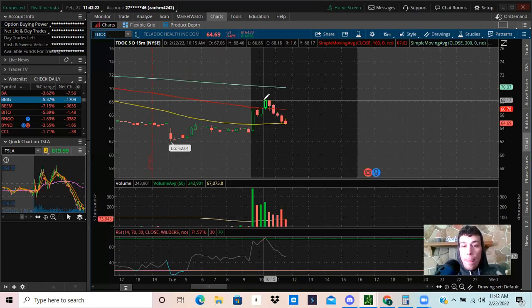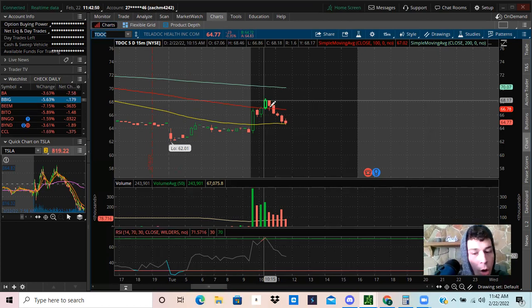Because I saw what happened with Roblox, which was rallying into earnings, and then we all saw what happened with Roblox. That's been a very common pattern. I'm not saying all patterns have to repeat themselves, but it's been a very common pattern so far this year in 2022 for growth stocks and things called pandemic plays to drop anywhere from 10 to 20% on earnings.